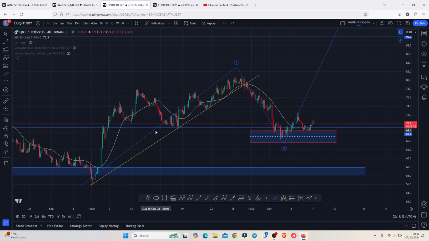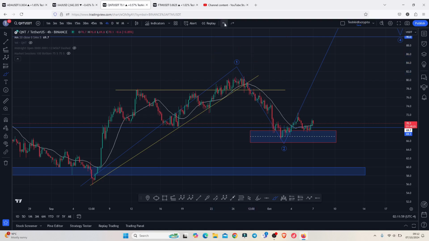Starting the video by first giving you a quick recap of what has been happening from the lows that we made on the 6th of September, you can see that we started a very nice bounce to the upside, managing to break above key areas of resistance in a move that gave us a high above the $81, in a move that I have been terming as an impulsive Elliott wave count one to the upside.